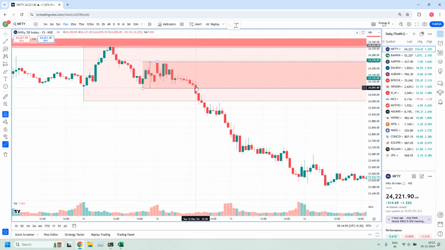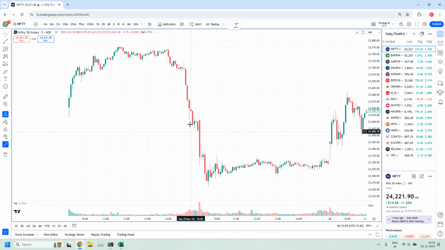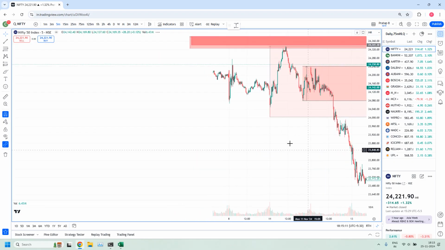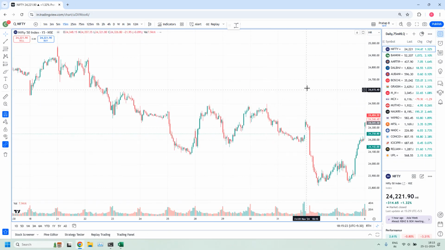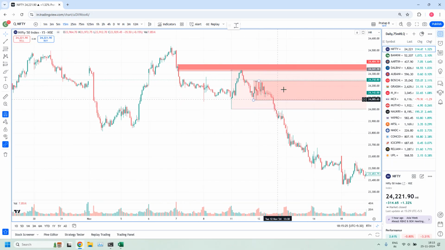And prices are falling from this candle. So the structure, even if you look into this area in the 5 minutes time frame, is also very bad. And we know this zone will be violated easily. So that is what happened today, this zone.